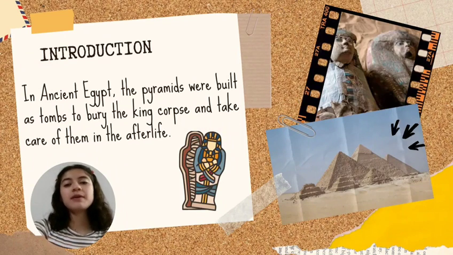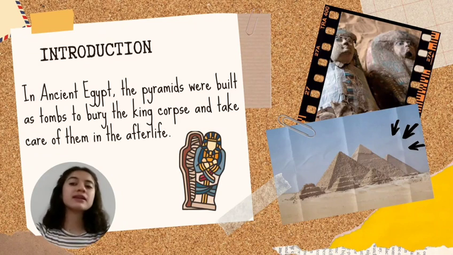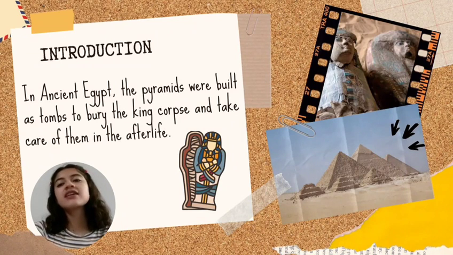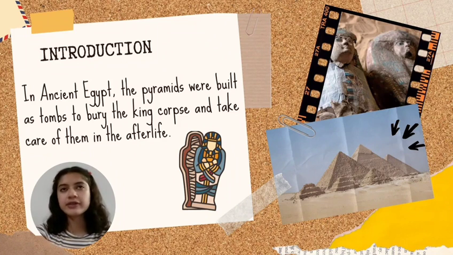In ancient Egypt, people believed that when a king died, a part of their spirit remained in their body. To take care of this remaining spirit, the corpse was mummified and buried with all the things the king would need in the afterlife, like furniture, food, and other offerings.